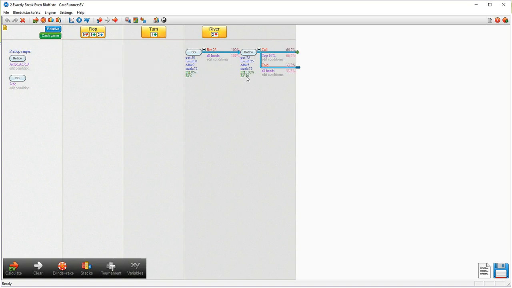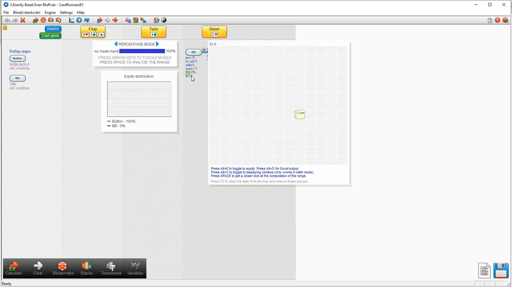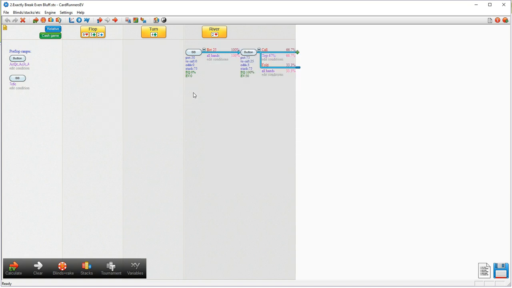We saw that our expectation was 0 with our break-even bluff. So he's folding exactly at the break-even threshold here. And we saw that our expectation was 0. So we're breaking even, but we're only breaking even with respect to the river play.